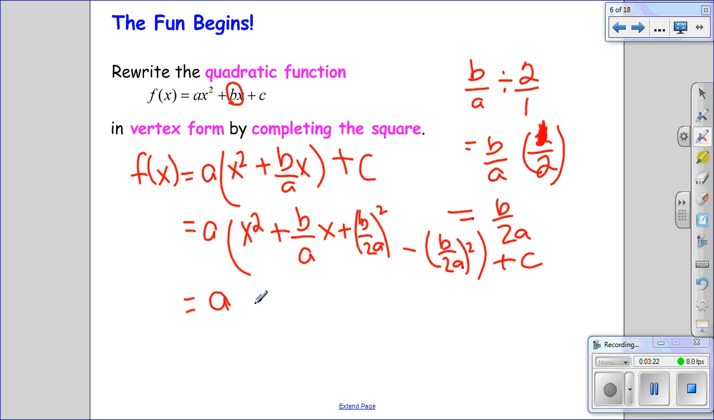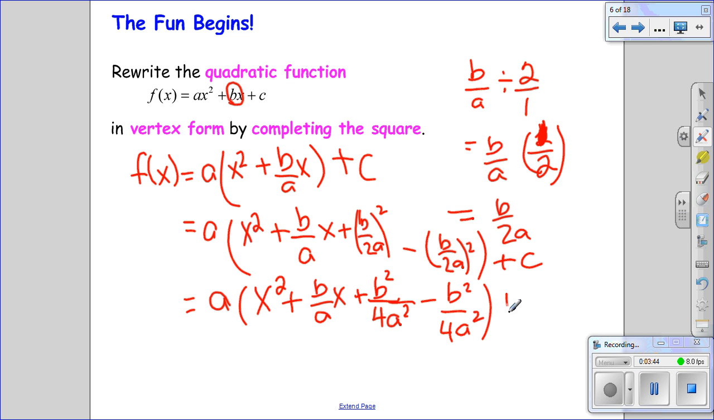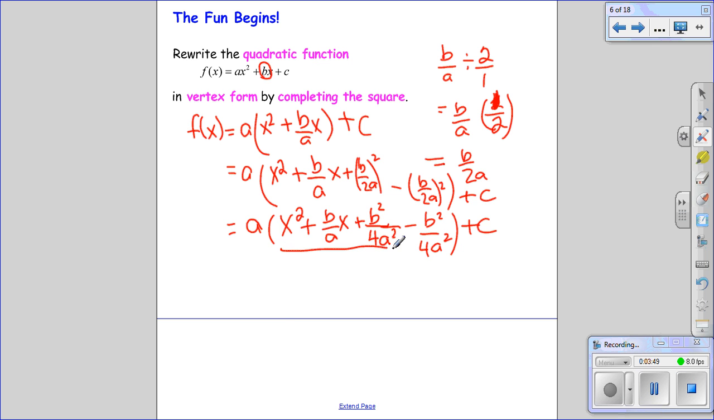This is pretty ugly so far, because I've got all these fractions, but it's really not that bad. It's just ugly because it's messy. I can square b over 2a, so I get b squared over, don't forget to square the 2 because it's also affected by the exponent, so it's b squared over 4a squared. Subtract b squared over 4a squared plus c. Same problem as we always have when we complete the square. I only want the 3 terms that make my perfect square trinomial to be in the bracket.